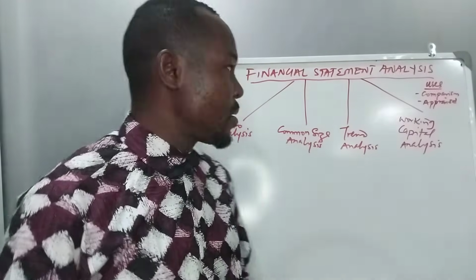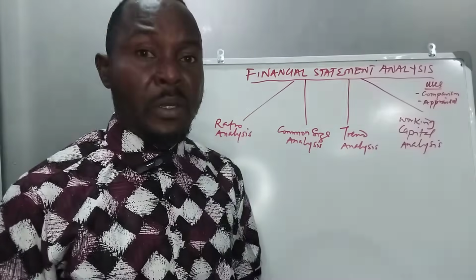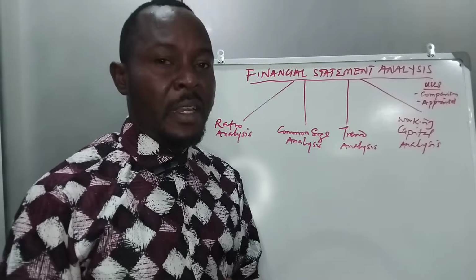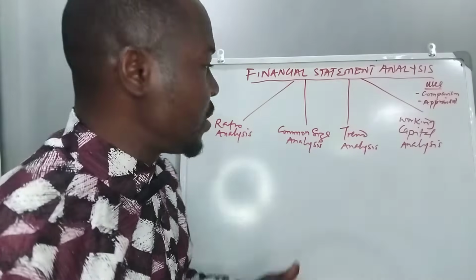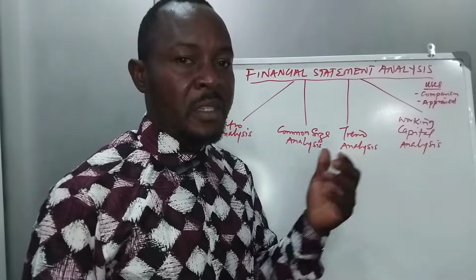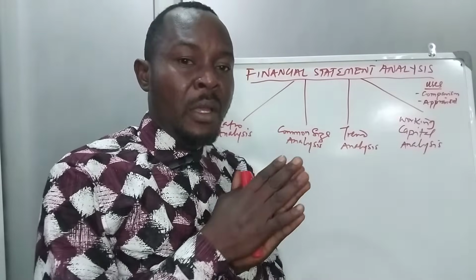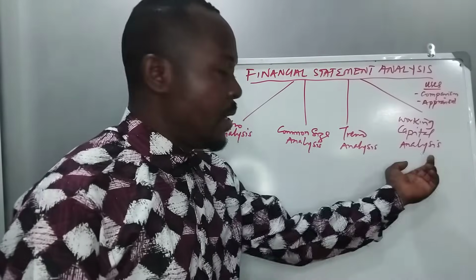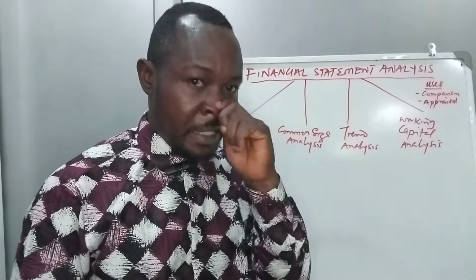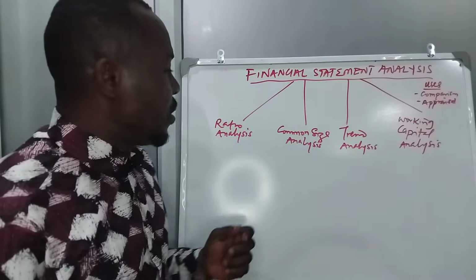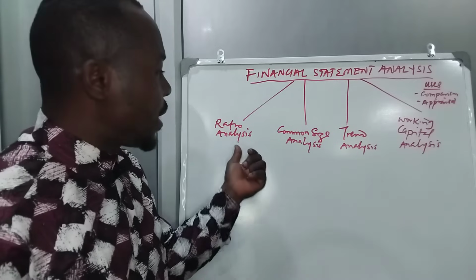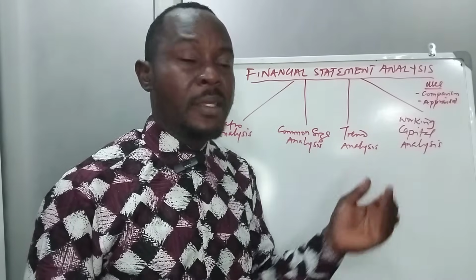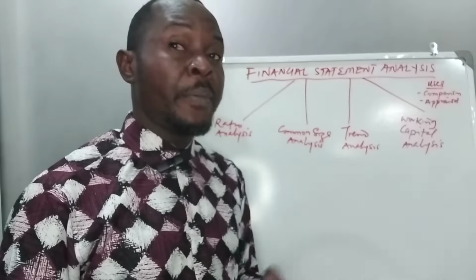Welcome to today's class. In today's class, we shall be treating the tools that are necessary for analyzing financial statements. In our previous classes, we have spoken about some of these things, but today we shall be looking at a different dimension of how to use these tools for analyzing financial statements. The first one is ratio analysis. The second one is common size analysis. The third one is trend analysis. And the last one is working capital analysis.